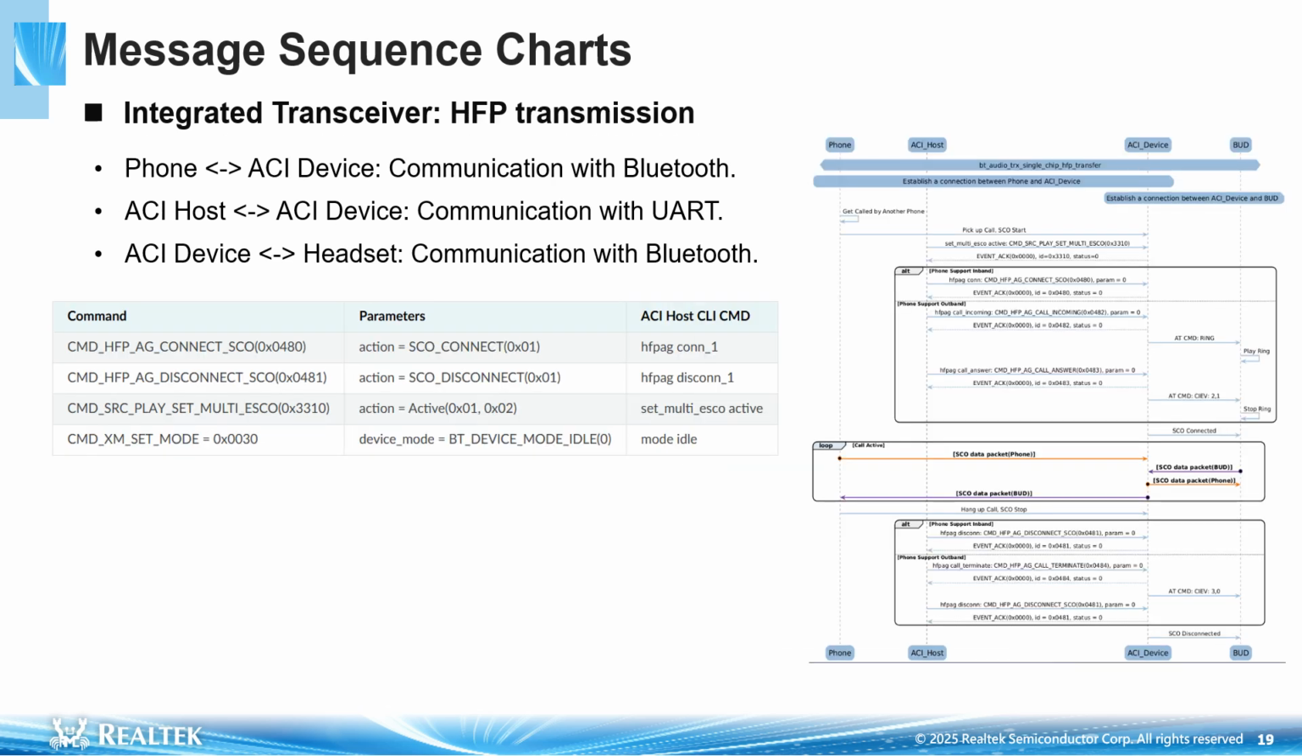Based on the integrated transceiver HFP transmission, SCO data can be transferred from the phone through ACI device to the headset. We use the command HFP-AG connect 1 when called by another phone. After the conversation is completed, you need to enter HFP-AG disconnect 1.